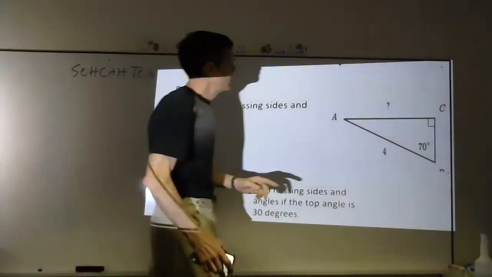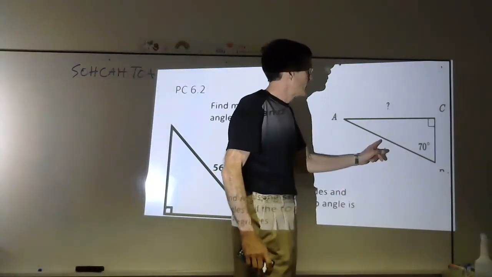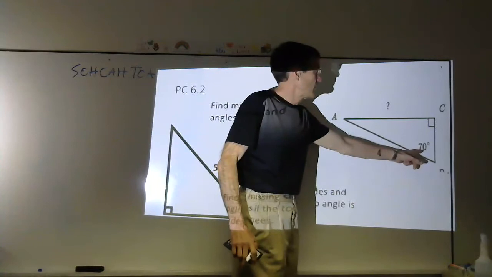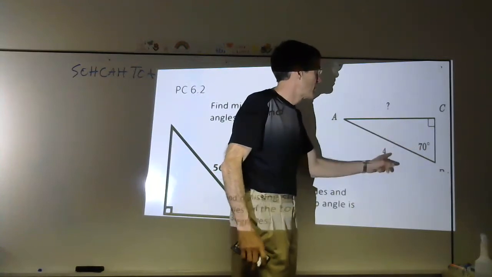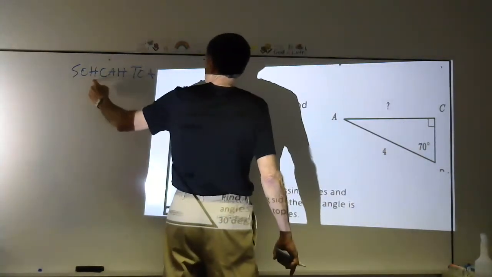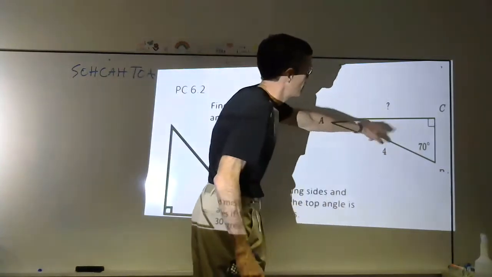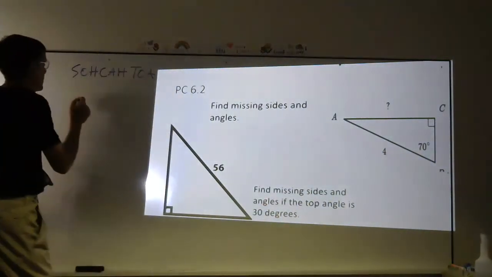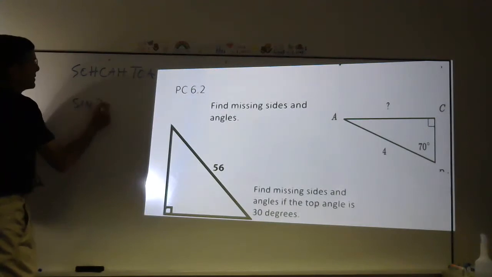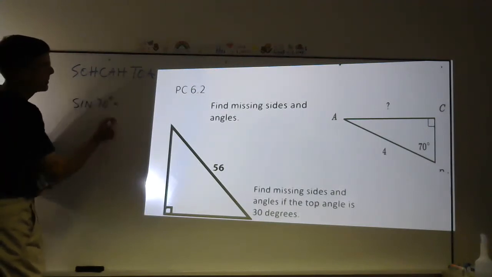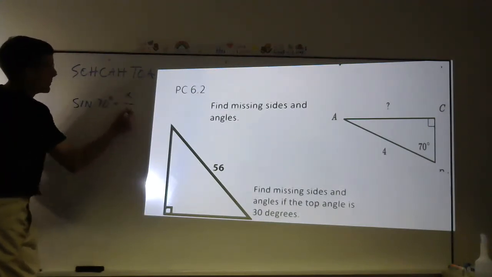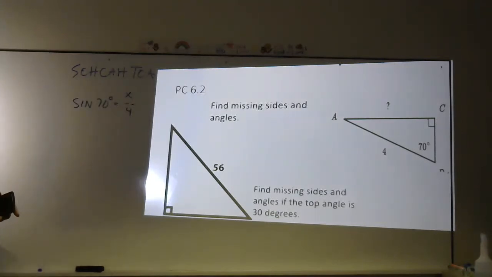So if I know this is 4, let's think of a trig function here that deals with the opposite and hypotenuse. Opposite and hypotenuse is sine, so let's set up the sine of 70. Sine of 70 degrees is the opposite side, x, over the hypotenuse 4.